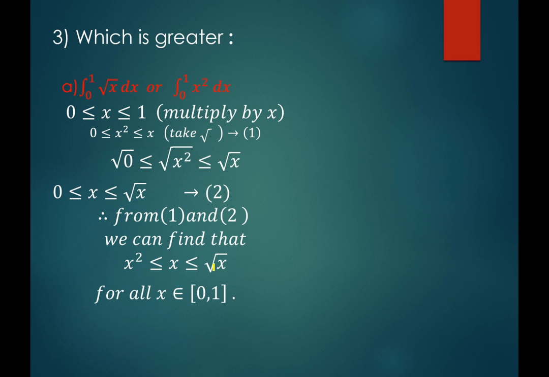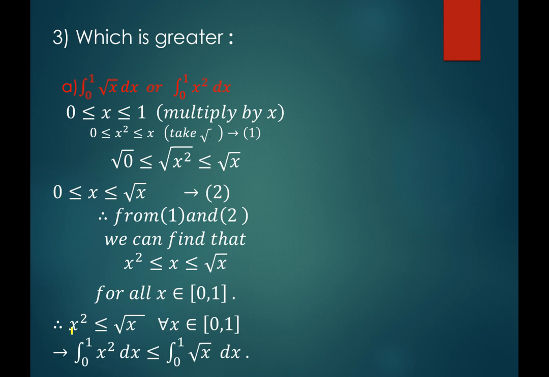So that will give you, x squared is smaller than or equal to the square root of x for all x belonging to the interval from 0 to 1, because we start our interval from 0 to 1. And this is important. If a function is smaller than another, its area is going to be smaller than the other. That makes sense. So the integration from 0 to 1 of x squared dx, which is the smallest, is going to be smaller than or equal to the integration from 0 to 1 of the square root of x dx. Now let's have another example.